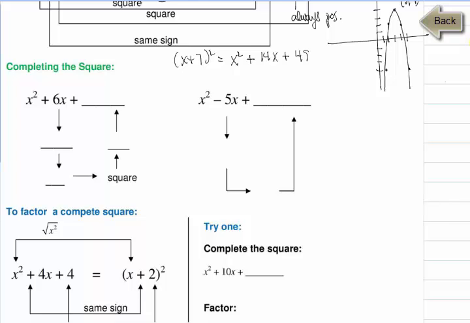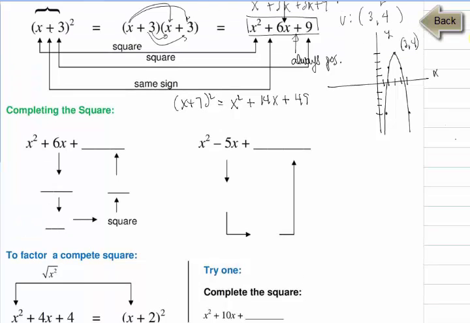The idea behind completing the square is to take a binomial in the form of x squared plus a number times x, and find out what the third term is so that you have a perfect square. In other words, when I factor this, I'm going to get two equal factors.